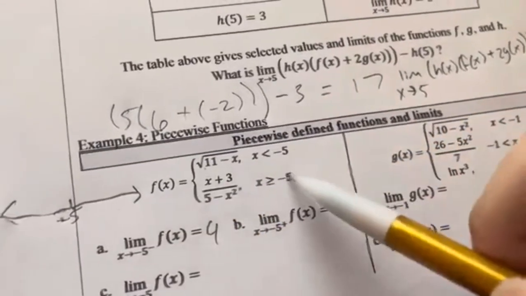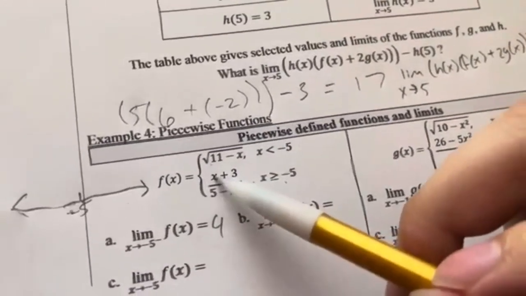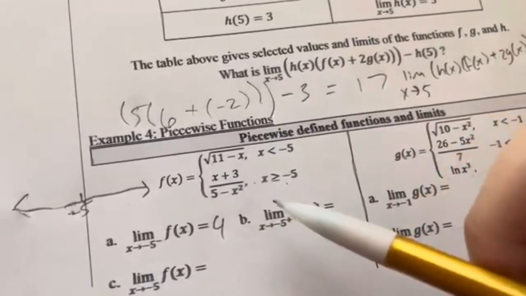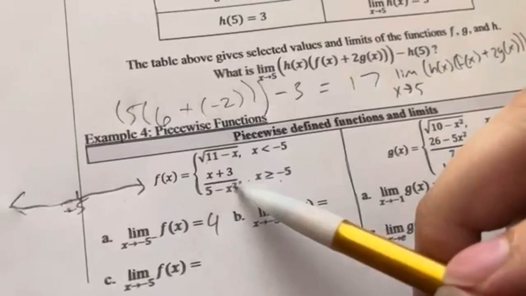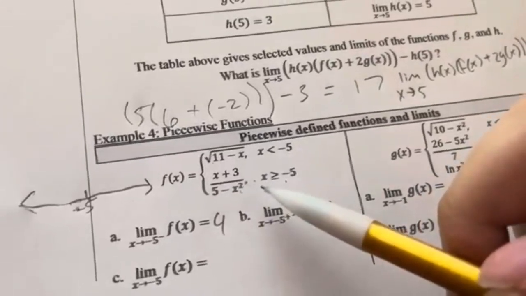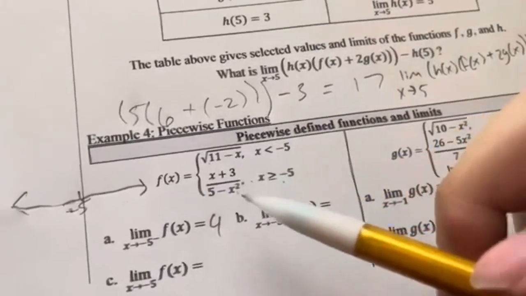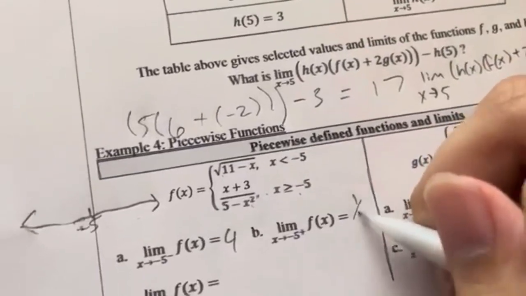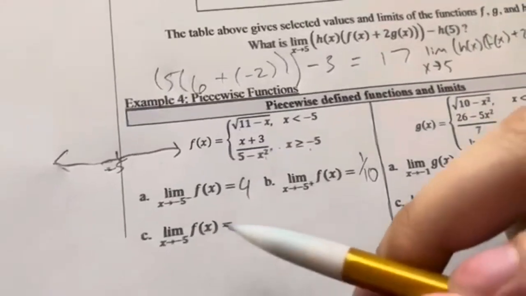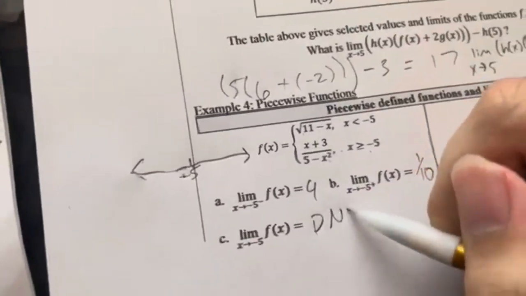Approaching -5 from the right, we use this equation since x is greater than -5. Plug -5 into this equation, so this is -2 over -5 minus 25, or 5 minus 25 is negative 20. So negative 2 over negative 20, which is 1/10. Since these don't match, the limit as x approaches negative 5 does not exist.